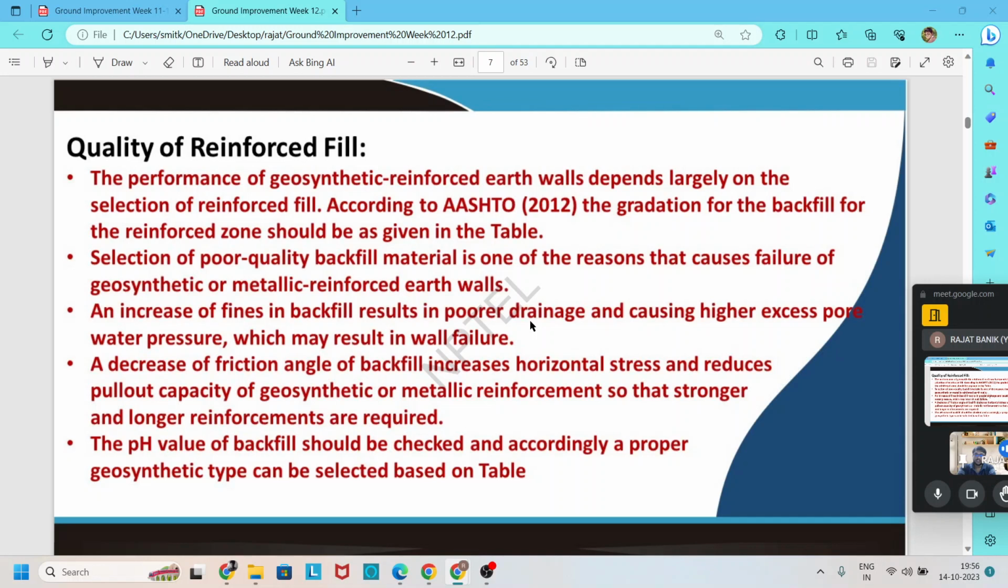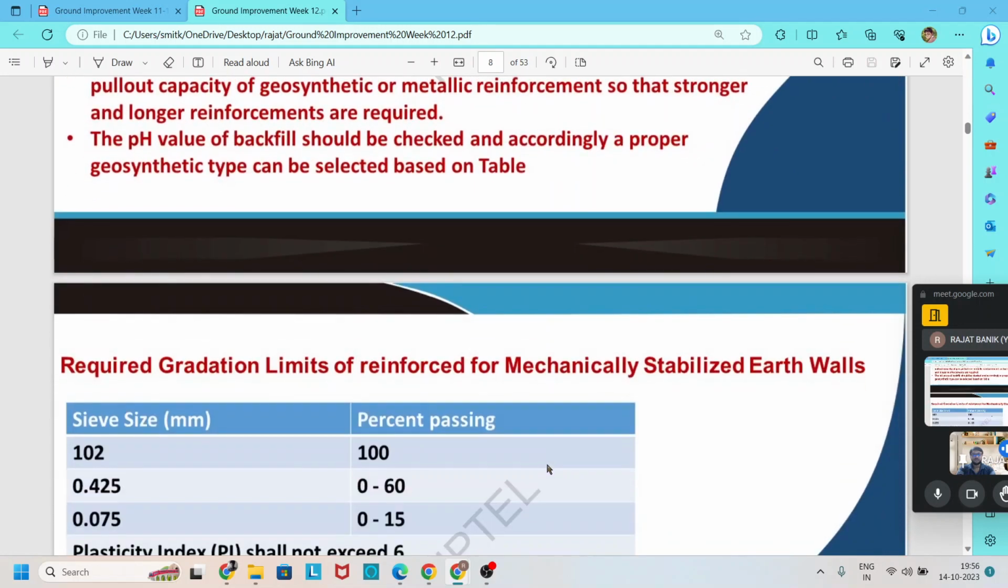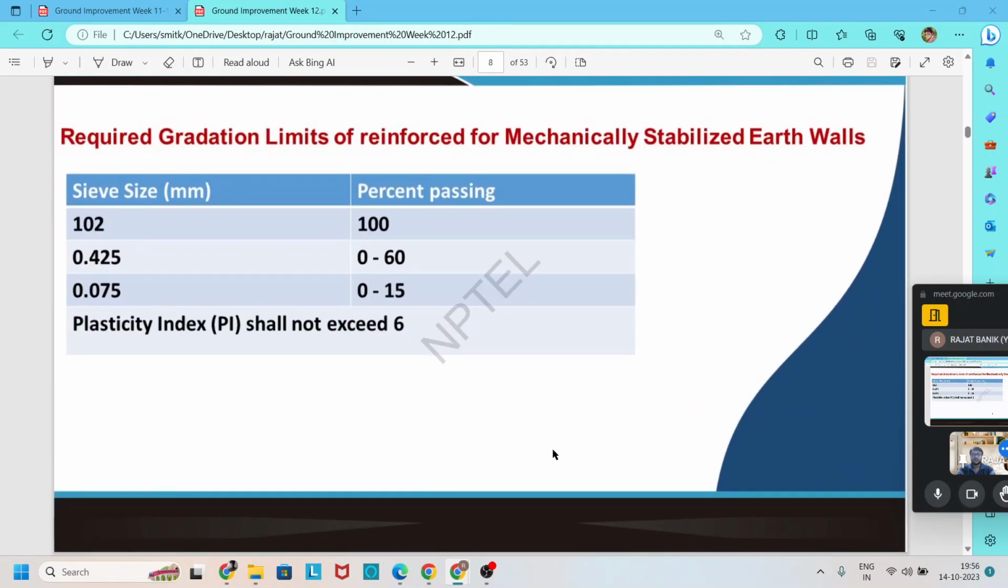Then we also need to check the pH value of the backfill, and it should be checked accordingly for the different types of geosynthetic material and for different gradations, for the different sizes of material that should be passing through different sieves.